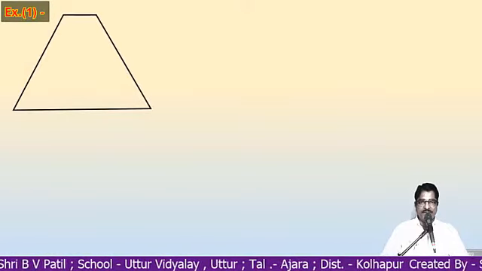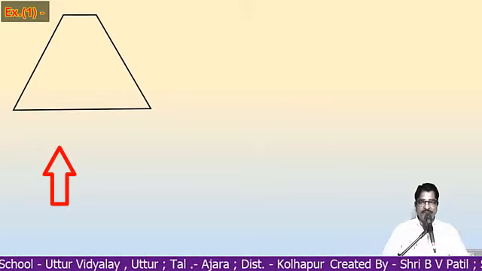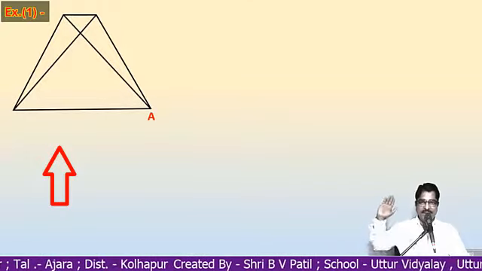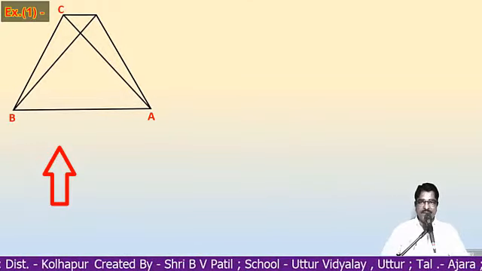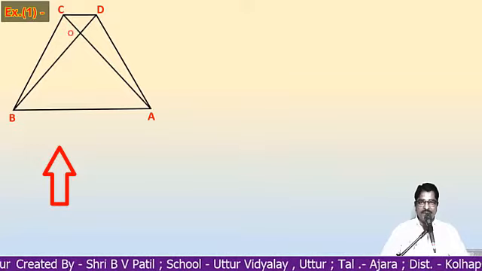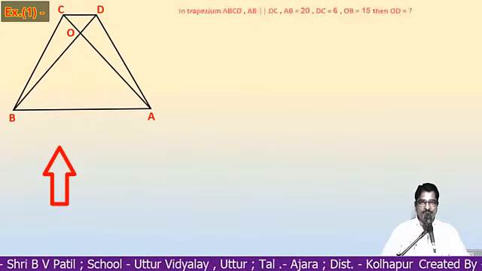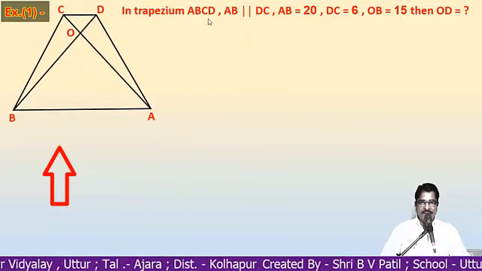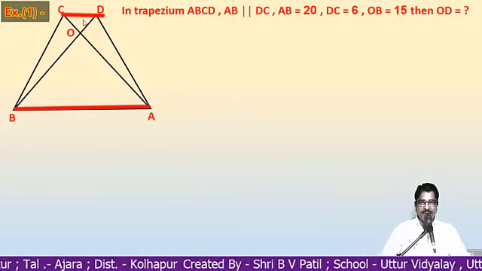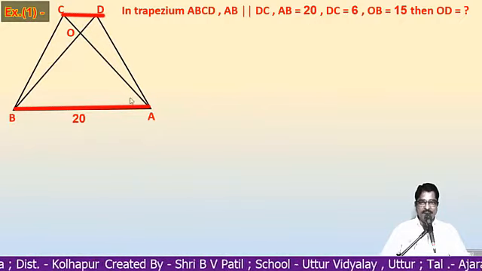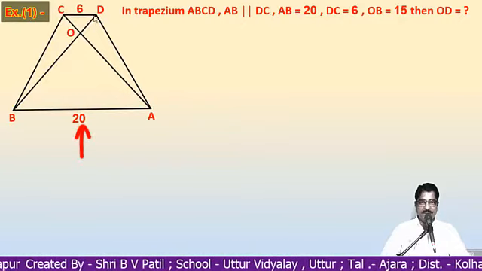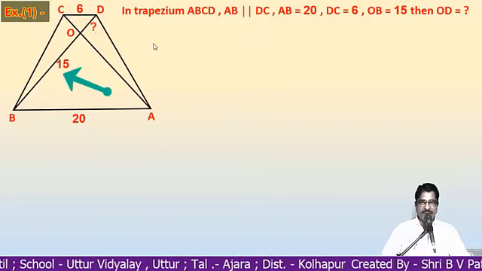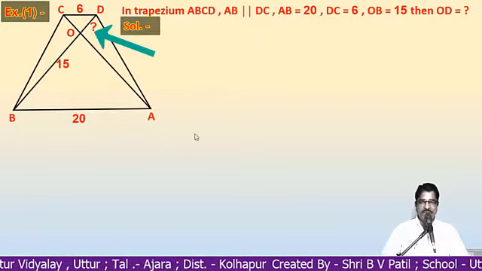Example number 1: a trapezium. We draw the first diagonal and the second diagonal. The trapezium is ABCD, and the diagonals intersect at point O. In trapezium ABCD, AB is parallel to DC, AB is 20, DC is 6, and OB is 15. The question asks for OD.